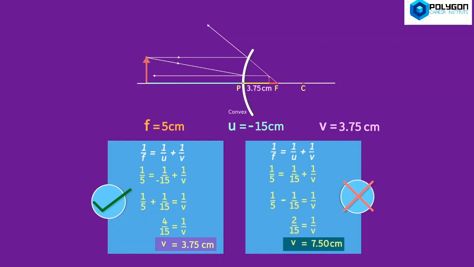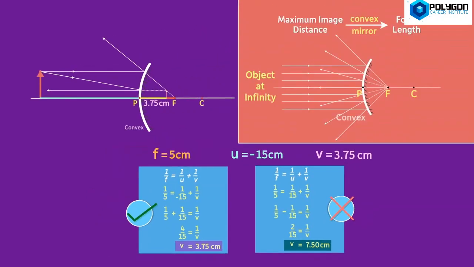There's another way to tell that this is incorrect. We know from our previous videos that the maximum distance of the image from the convex mirror is the focal length. This means that the image of a convex mirror cannot be formed behind the principal focus. The maximum distance at which this image can be formed is the focal length, and that is when the object is at infinity. So here, V cannot be 7.5 centimeters. And this value is greater than the focal length, which is 5 centimeters.